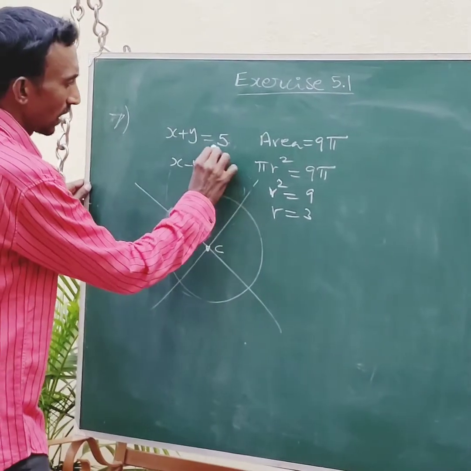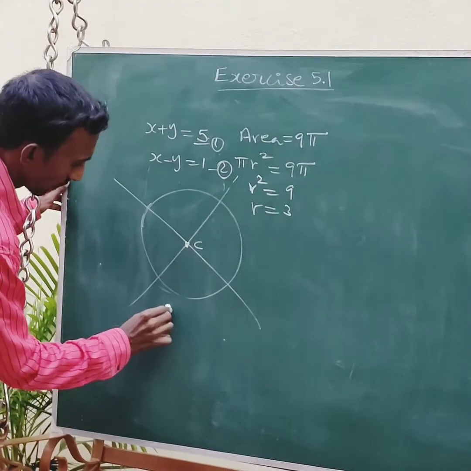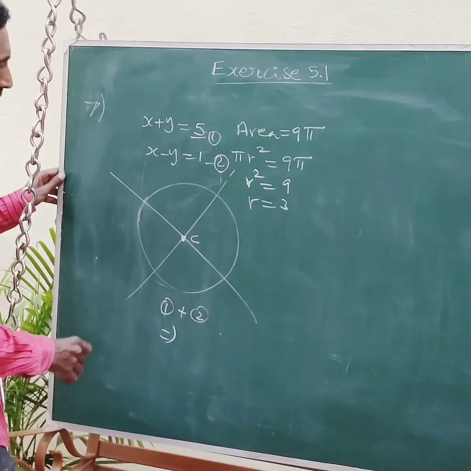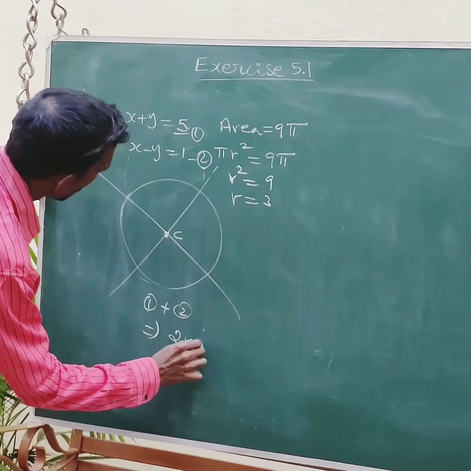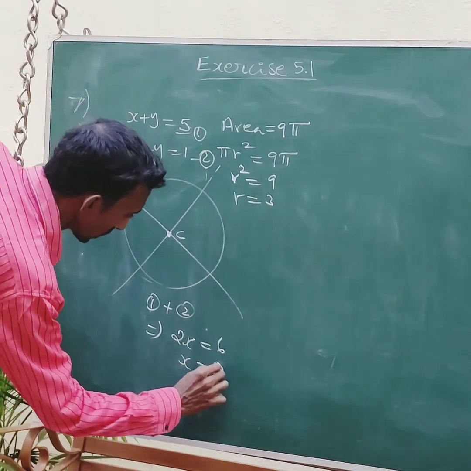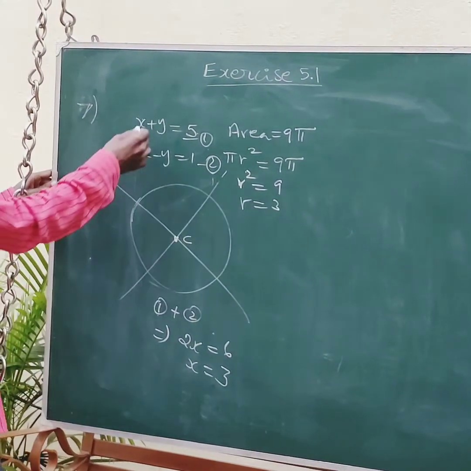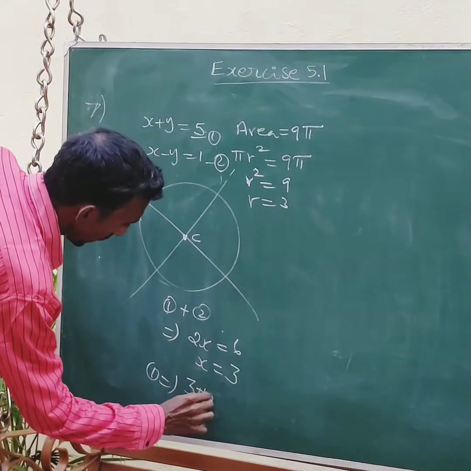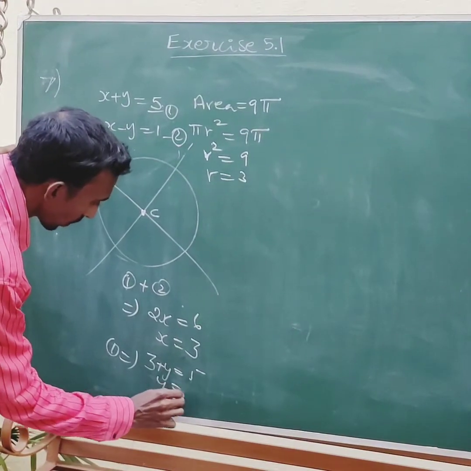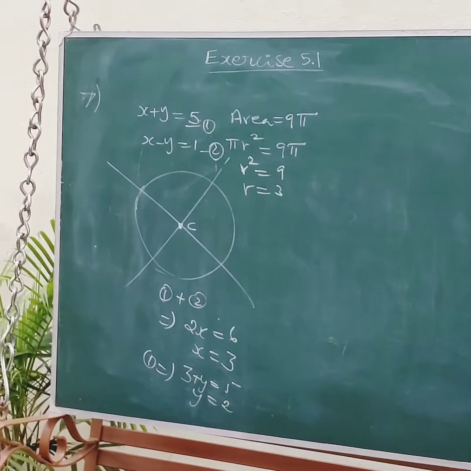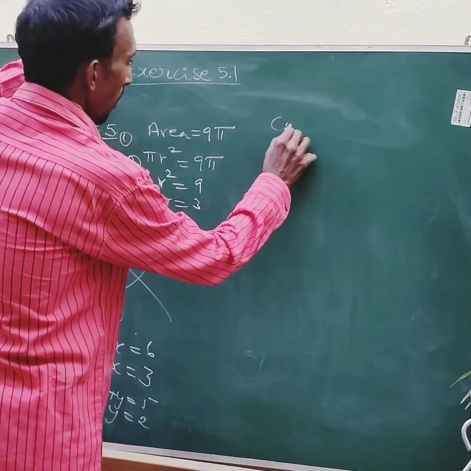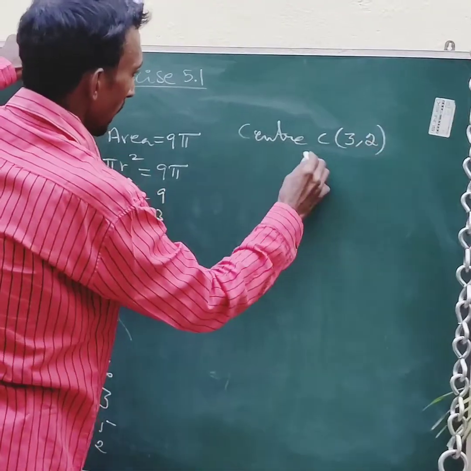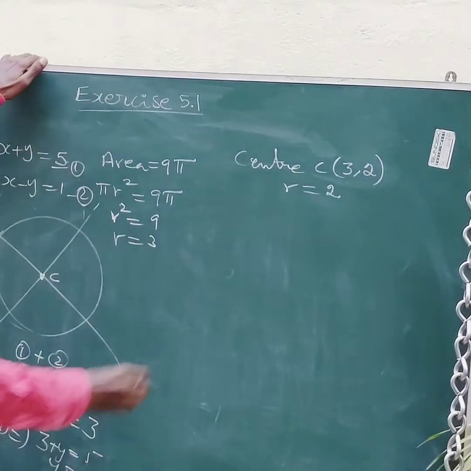Take them as equations 1 and 2. The sum of equations 1 and 2 gives 2x equal to 6, x equal to 3. Put it in equation number 1: 3 plus y equal to 5, y equal to 2. So we get the center C as (3, 2) and radius r equal to 3.